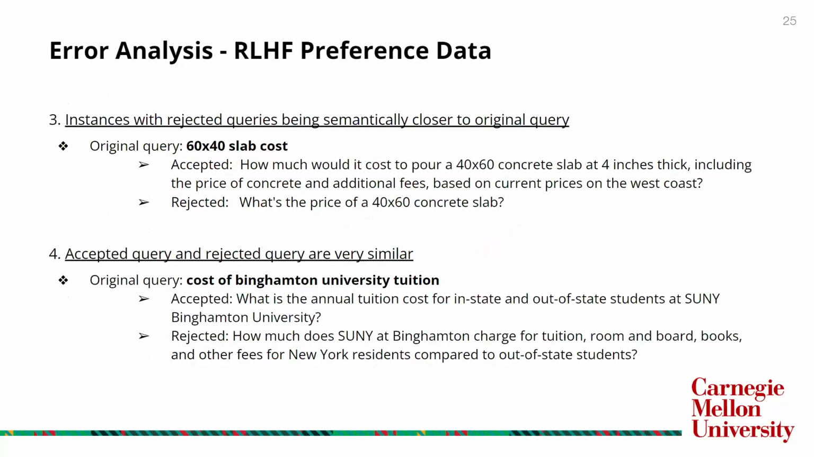The third pattern, which was very surprising, was that in a lot of instances, the rejected queries were semantically closer to the original query than the accepted query. Although we want the accepted query and the rejected query to be similar in terms of what the question is, we do not want them to be exactly identical to each other, because RLHF requires really high quality data to train on. We believe very identical questions would probably confuse the model as well.